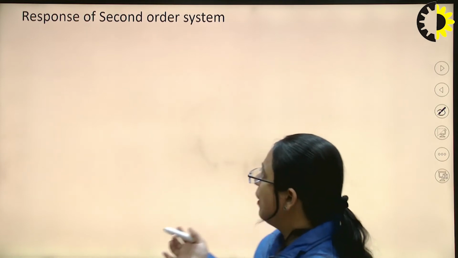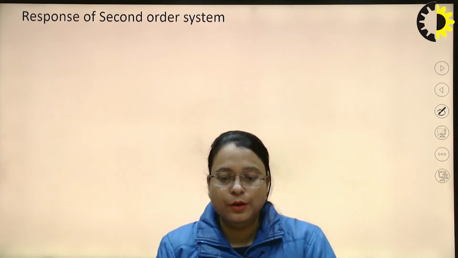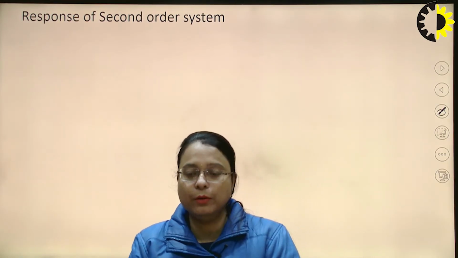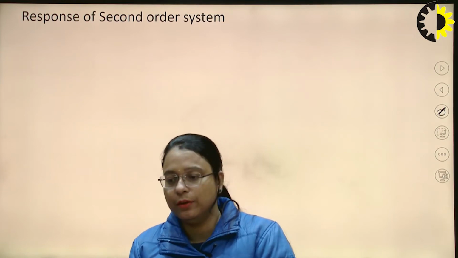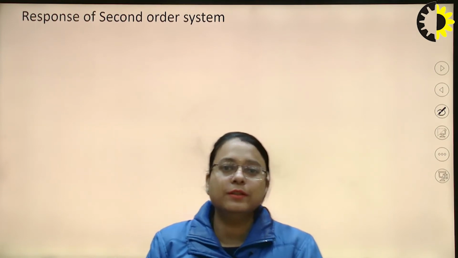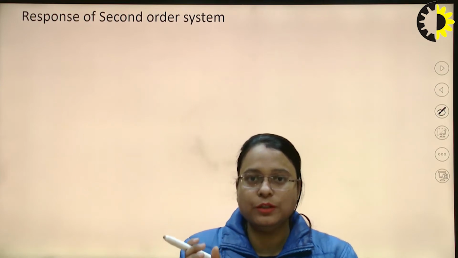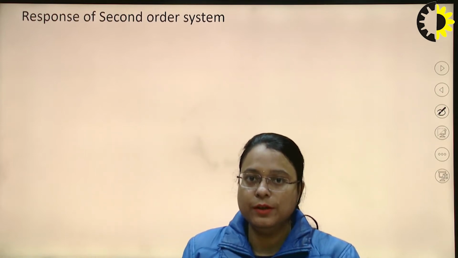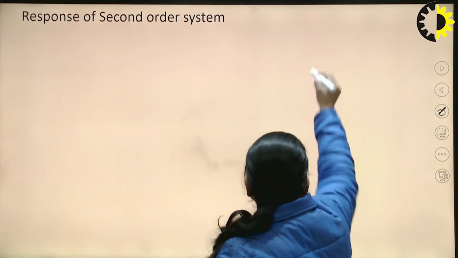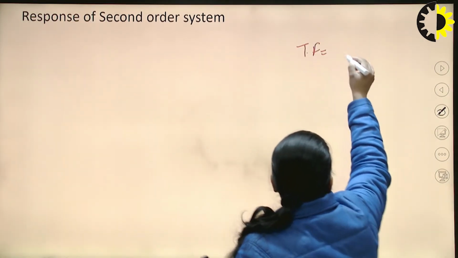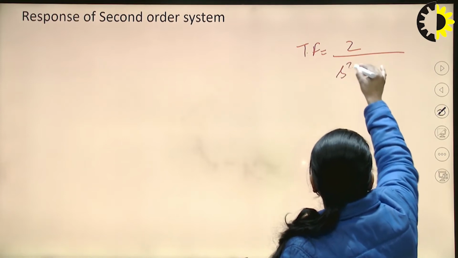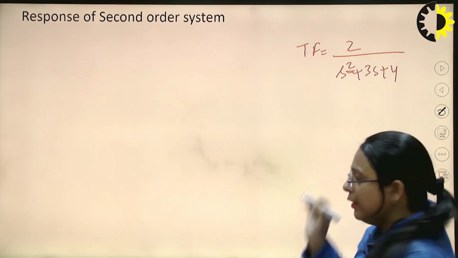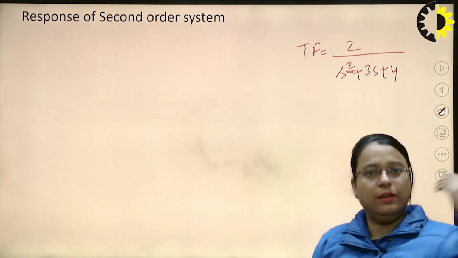So before talking about the response of the second order system, I would like to recall how to find out whether a system is second order, third order or whatever. So second order system can be defined as the system in which the highest power of s in the denominator of any transfer function is 2, right? Like if I have the transfer function equal to 2 upon s square plus 3s plus 4, in this case the highest power in the denominator of this transfer function is 2. So this is called the second order system.